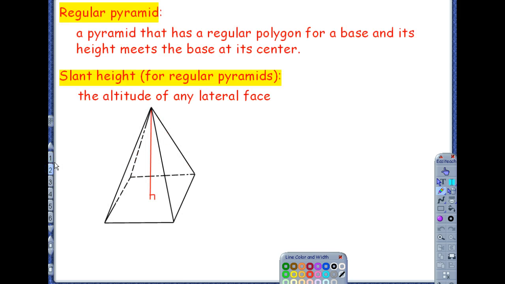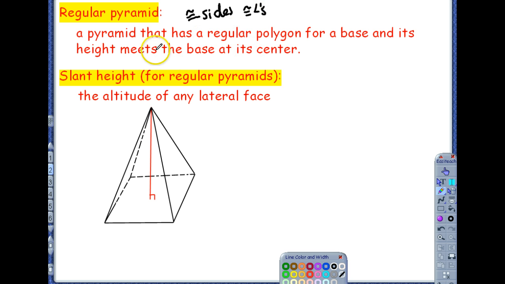All right. So regular. We've talked about this idea of a right prism before. A regular means that it is what? What are the 2 requirements? Congruent sides and congruent angles within the figure.